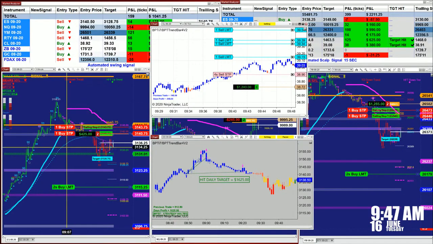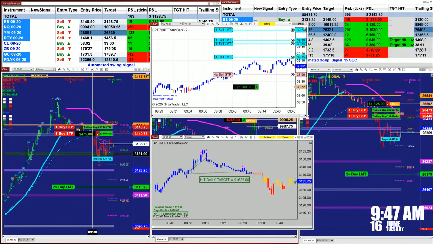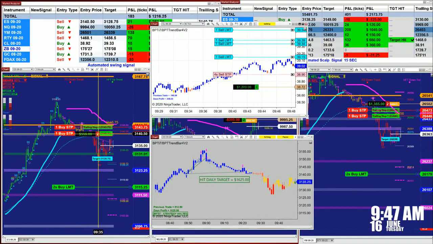So as we see here on the ES, whether you are auto trading or not, the system has entered a perfect place, and the system hit the target as estimated.